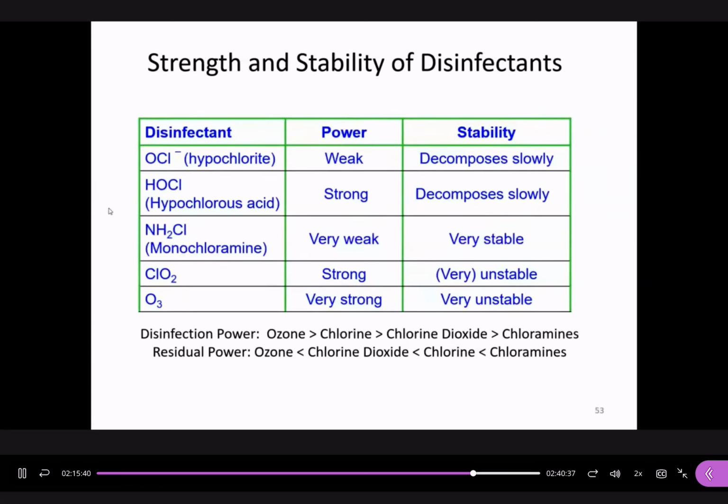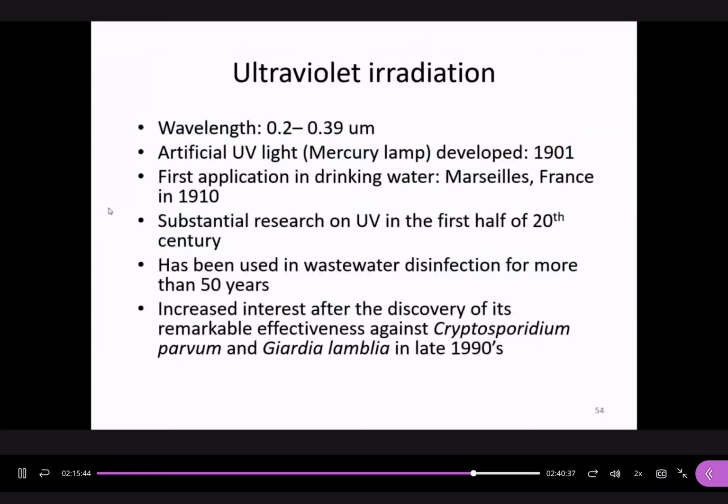Okay. Finally, physical disinfection: UV, ultraviolet irradiation. The wavelength is 200 to 390 nanometers. Above that, it's the visible range. The artificial UV light mercury lamp was developed in 1901. The first application to drinking water was in France, 1910. All these technologies were used for the first time more than 100 years ago.